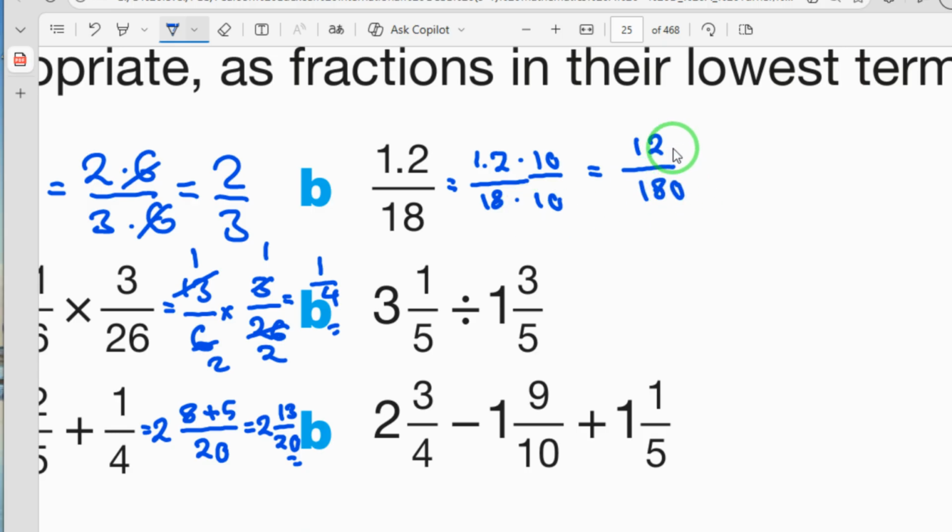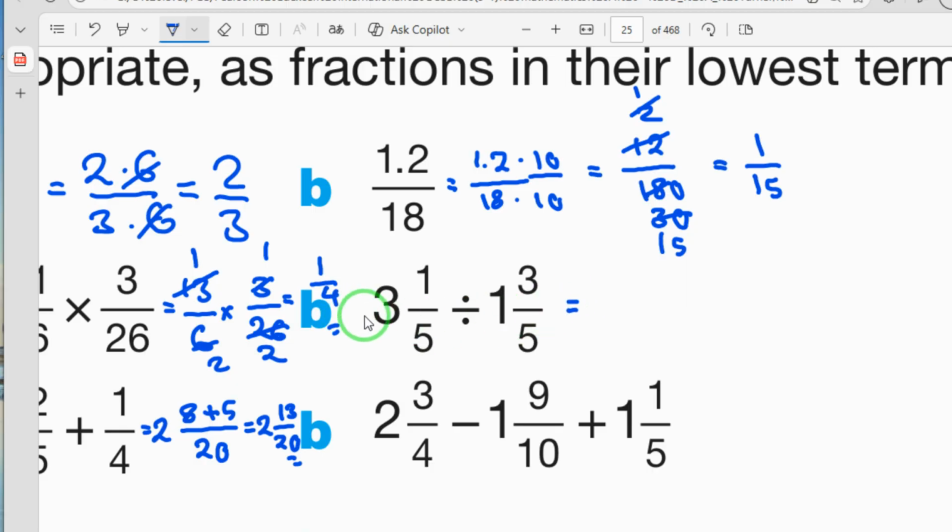Now we simplify. 2 times 6 is 12, 3 times 6 is 18, and we bring down 3 as itself. Then we simplify one more. 1 times 2 is 2, 15 times 2 is 30. So the final answer is 1 over 15.